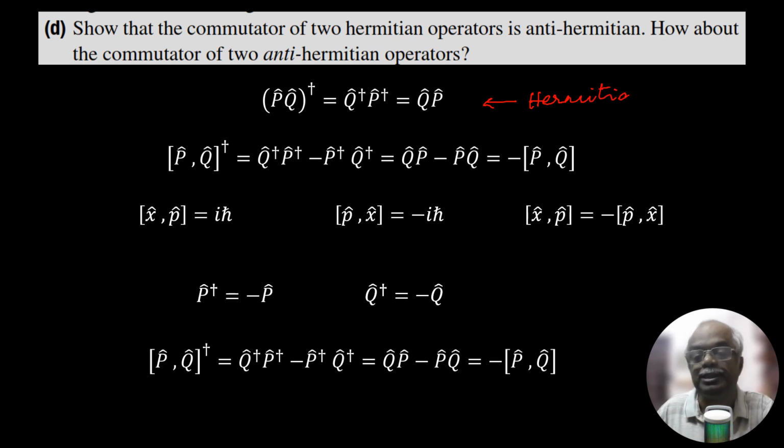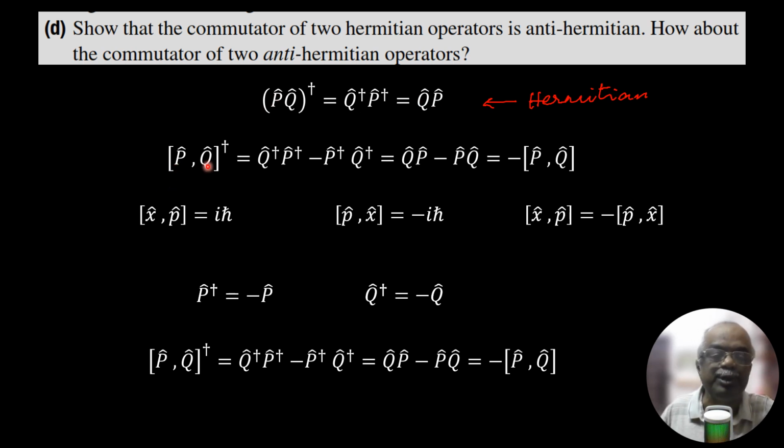This is a Hermitian operator. (PQ)† is, when you take the complex conjugate, the order gets reversed, you know very well. That is, this will become Q†P†. Since it is a Hermitian operator, Q† is equal to Q and P† is equal to P. So now what about its commutator?